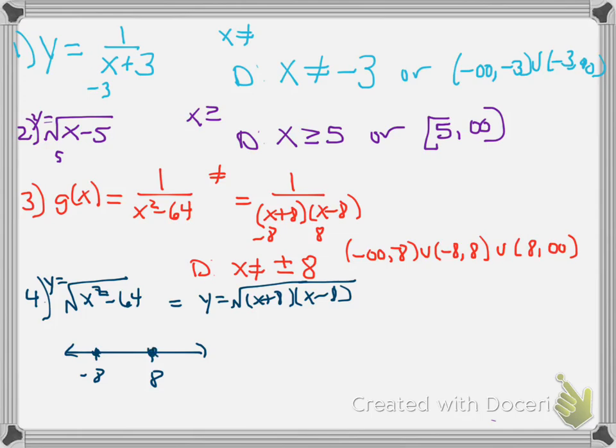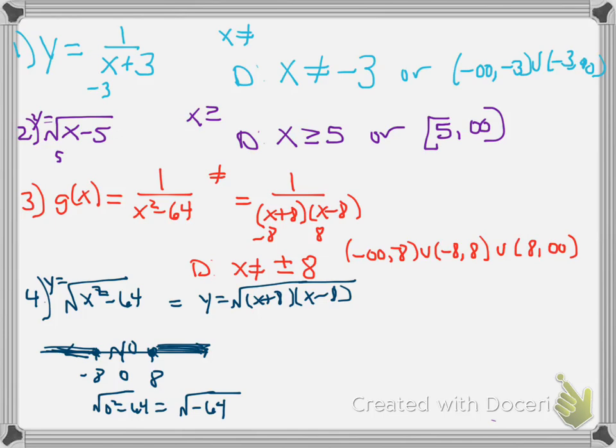Now we need to test a point. I like to test a point in the middle to see if it works, because then it's either the middle or the outside. So if I test 0, because it's smack dab in the middle, if I do the square root of 0 squared minus 64, this would be the square root of negative 64, which is not okay. We need our square roots to be positive. So this middle part is a no. That means we would shade out here and out here.